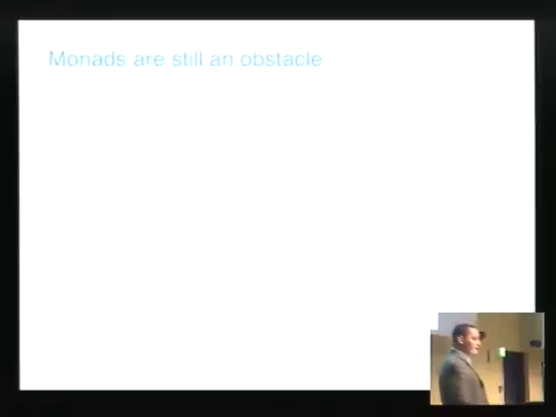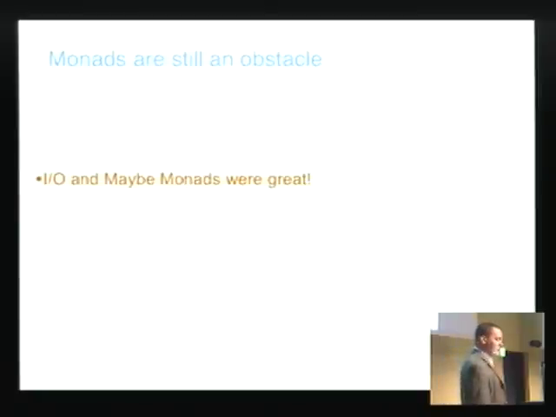I'm also sorry to report that monads are still an obstacle. The IO and maybe monads are fine. We understand this. There are some great tutorials. The concept of launching the missiles makes sense. Where did we have the most trouble?